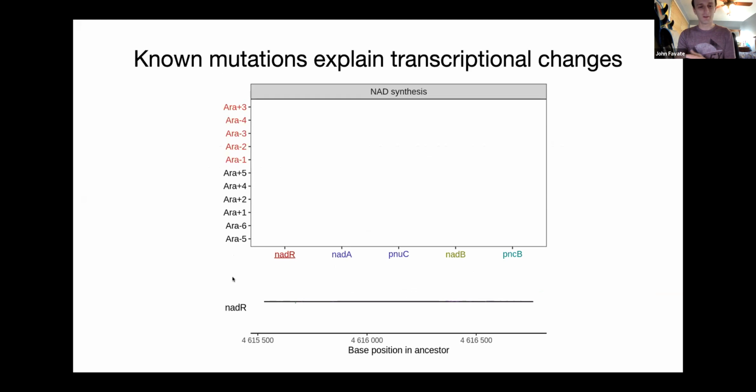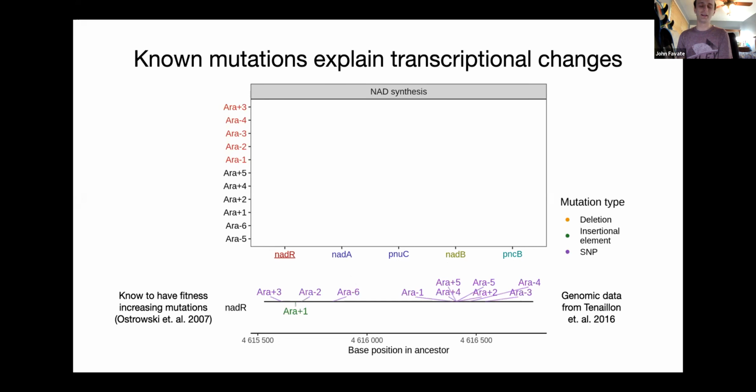I don't know if you guys can see my mouse, but let's consider this gene, NADR, which is the repressor of NADA, PNUC, NADB, and PNCB. This gene is already known to have fitness-increasing mutations in the LTE. And if we look at the genomic data, I can see that every single one of the clones from our study does have some kind of mutation in it. Most of them are SNPs. One of them has an insertion element mutation in there.